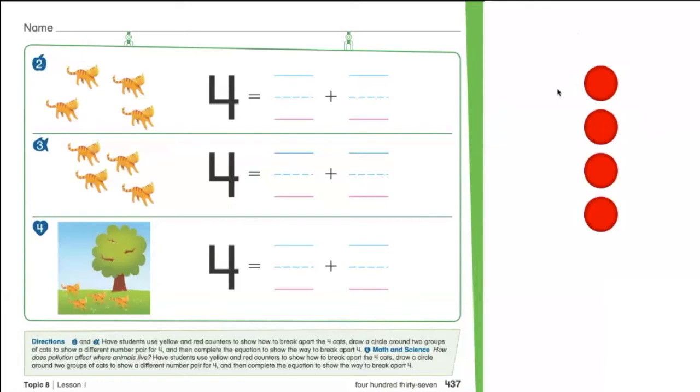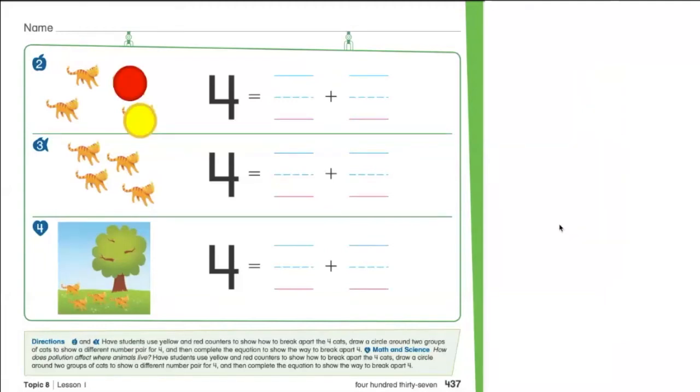First thing that I'm going to do is make sure that I have 4 counters out. 1, 2, 3, 4. Make sure that you have 4 counters out as well. Now I'm going to transfer these counters to the cats to show how I'm breaking apart 4. All right. So here you see I used my counters to show how I broke apart the group of 4 cats. What I want you to do is circle the two groups of cats.